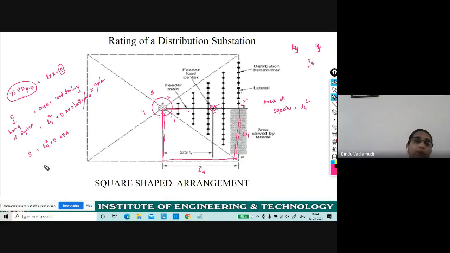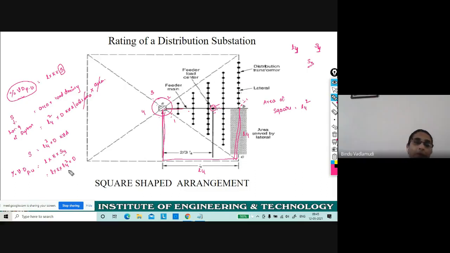So here, percentage voltage drop per unit is equal to L into K into S4. What is S4? S4 is the apparent power of the feeder. What type of feeder? If the feeder arrangement is in square shape, then L into K into S4 is L into K into L4 square into D. Can I write like this? Is there anything wrong?